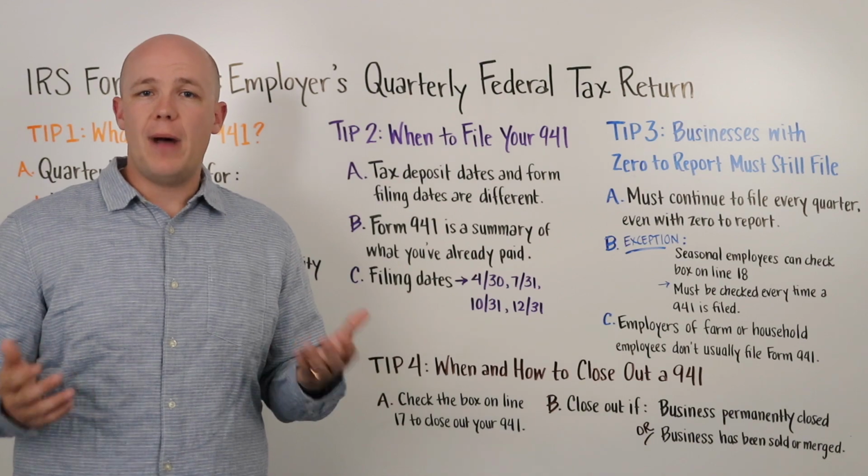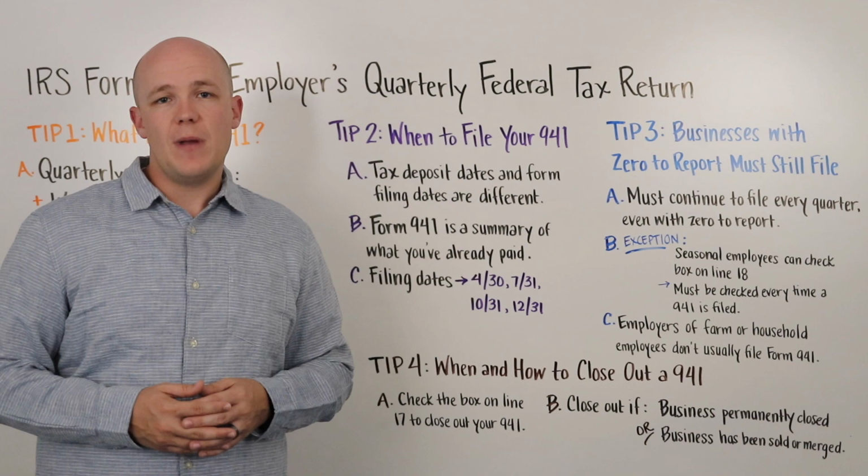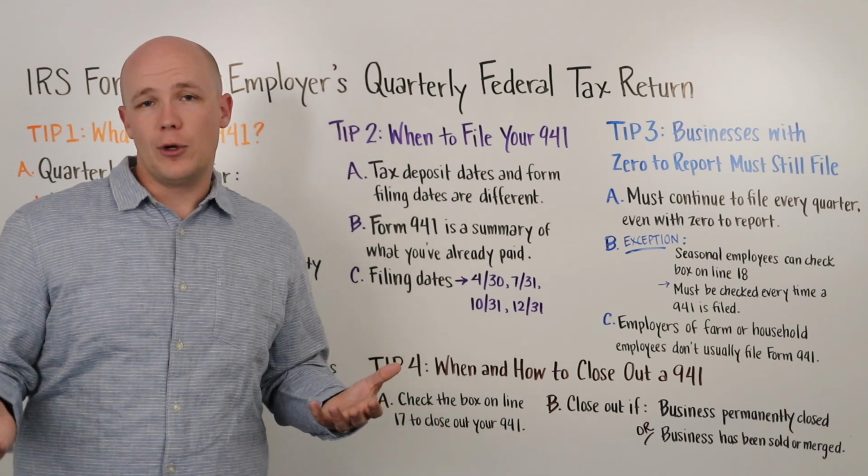In that case, both the buyer and seller must fill out a 941 reporting only the wages and taxes they were responsible for. The seller will check the box on line 17 to indicate that they're closing out their 941.